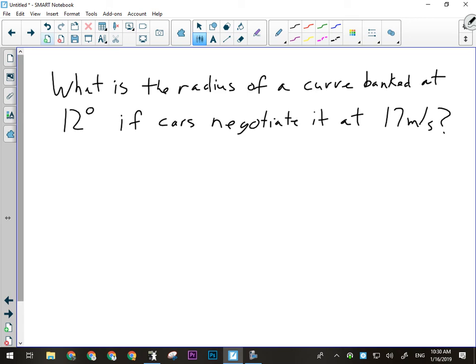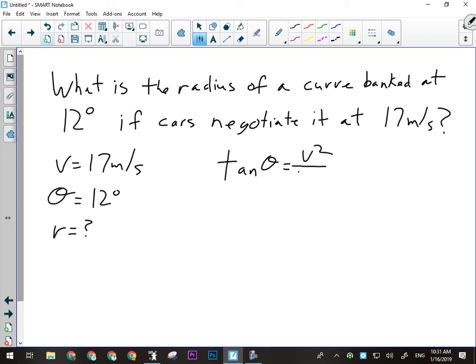Okay, so we're looking for the radius of a 12-degree bank curve that cars negotiate at 17 meters per second. All right, so we're given V, and we're given theta, and we're looking for R. Our bank curve formula is that tan of theta equals V squared over R times G, and we need to solve for R.